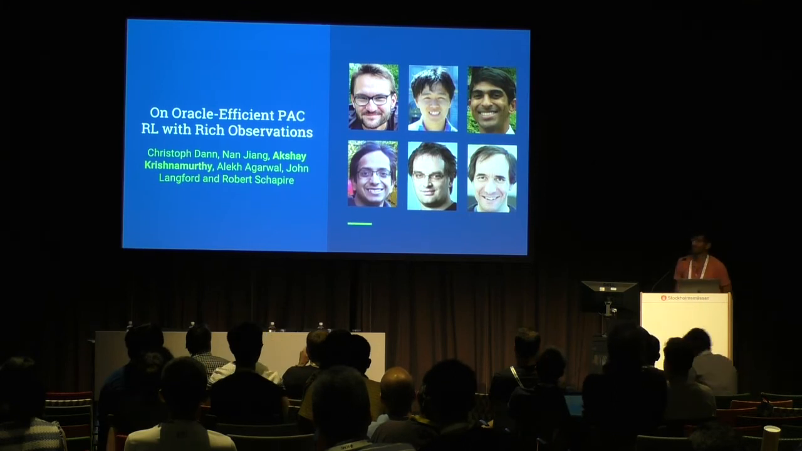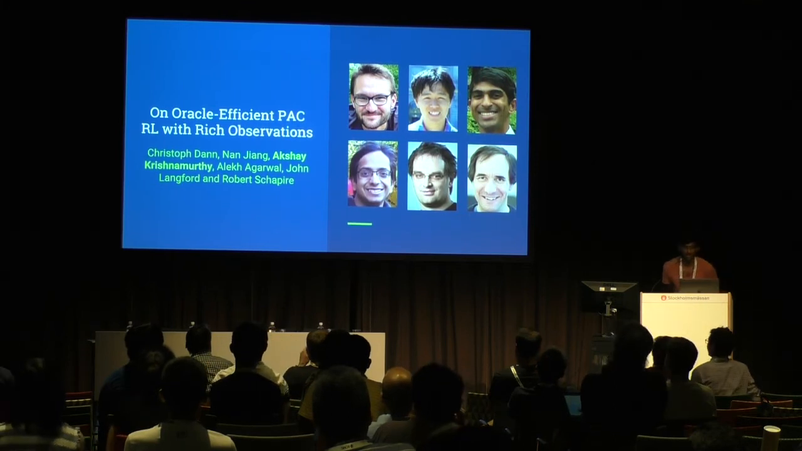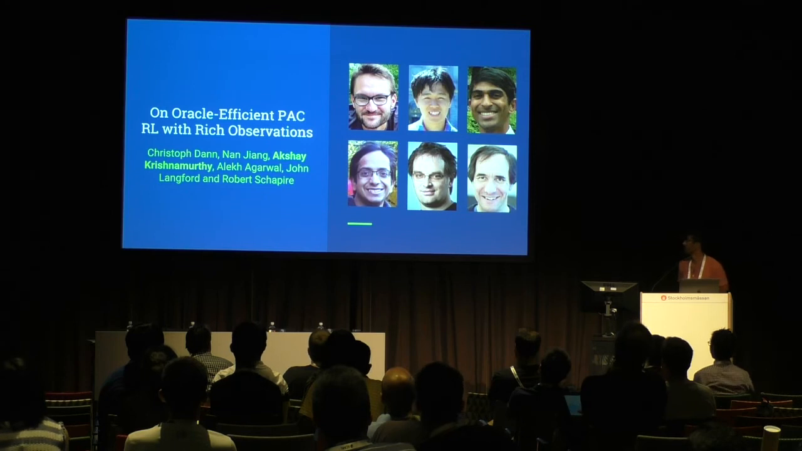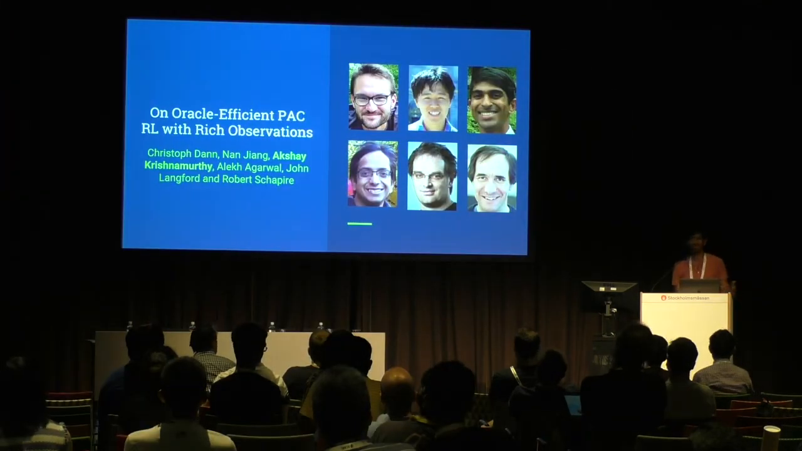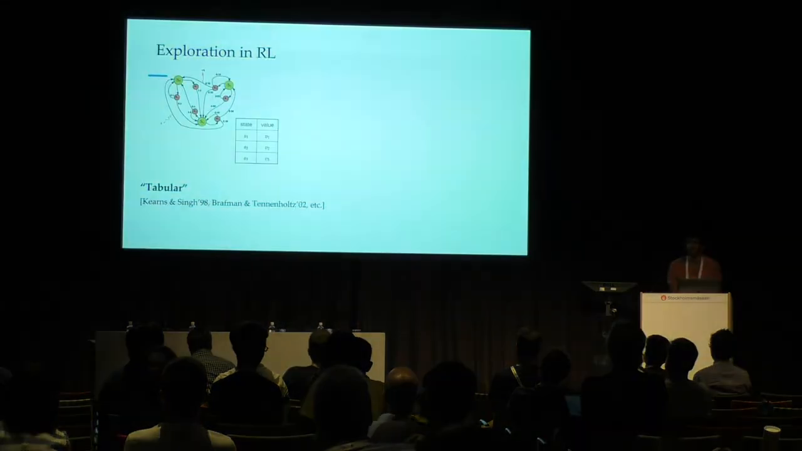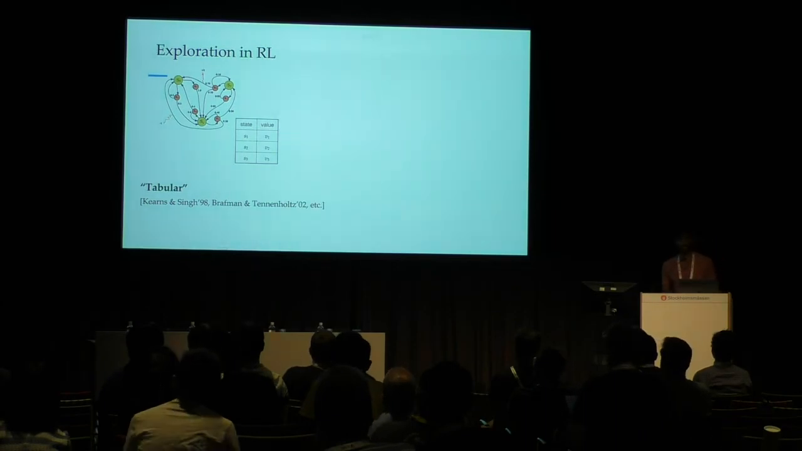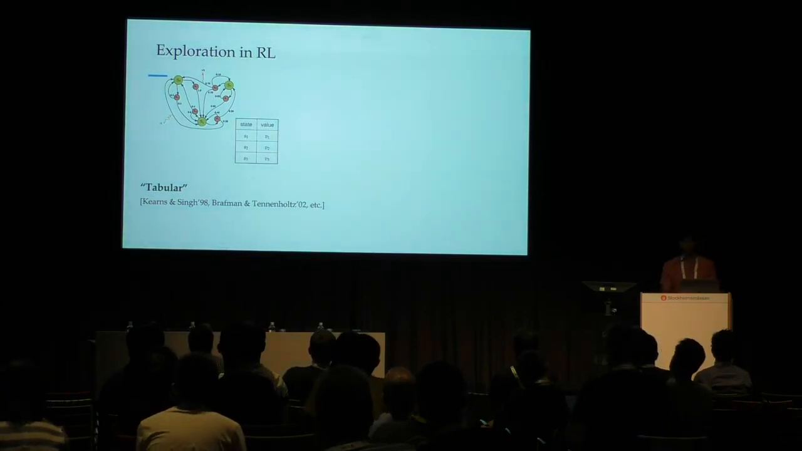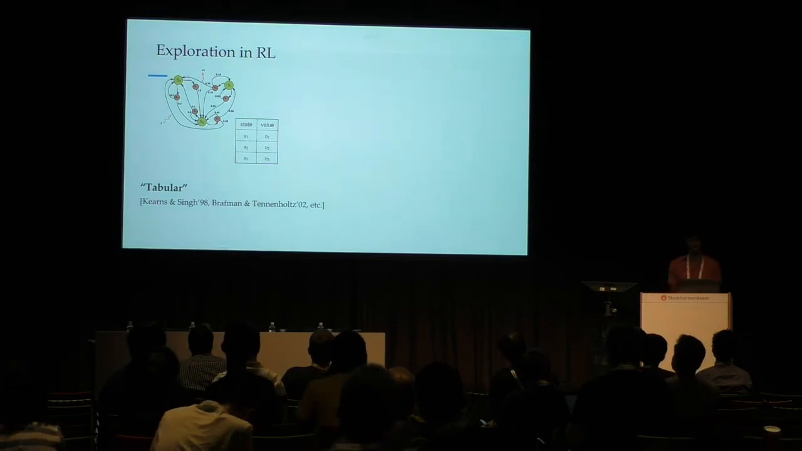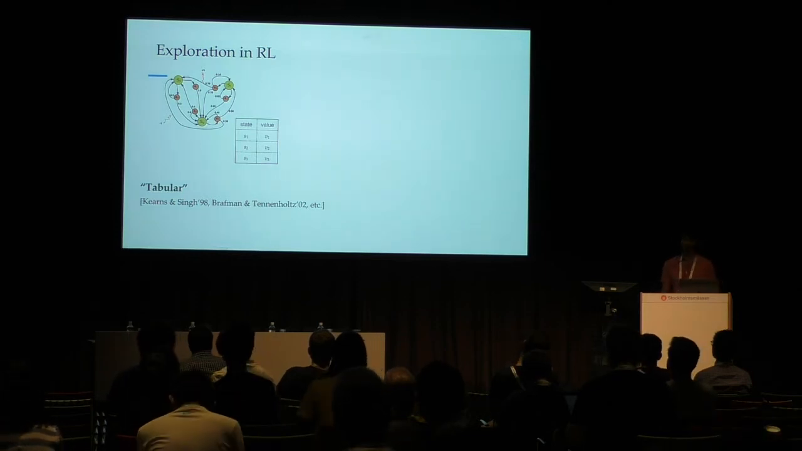This is joint work with Chris Dann, Jiang, Alekh Agarwal, John Langford, and Rob Schapire. We've been trying to resolve Ian's wish list for almost 3 years now, and let me tell you a little bit about our progress. What are we trying to do? We're trying to come up with algorithms that do sophisticated exploration, what Ian calls deep exploration. They also do generalization, using some sort of function approximation, and they're computationally efficient.